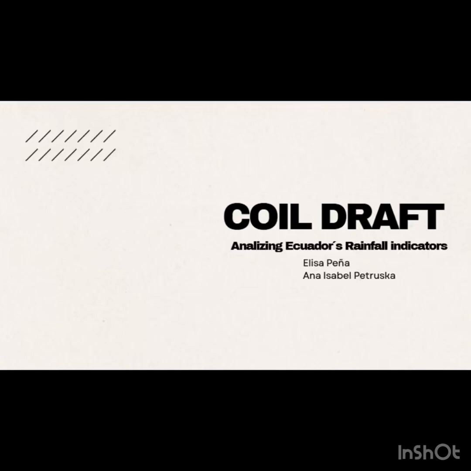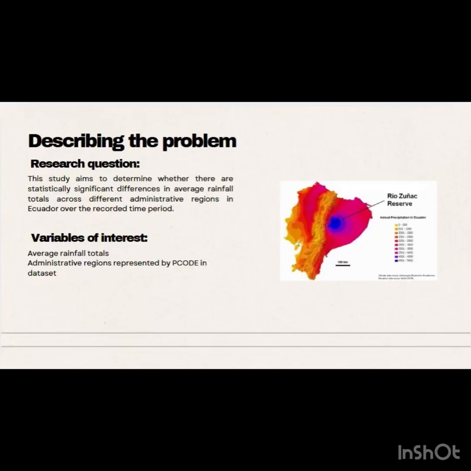This project was basically developed to analyze rainfall patterns in Ecuador and understand how precipitation varies across different regions of our country. So our research question is, are there statistically significant differences in average rainfall totals across the administrative regions of Ecuador during the recorded period of time?